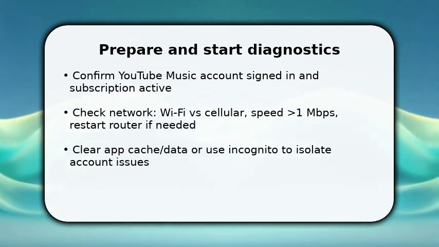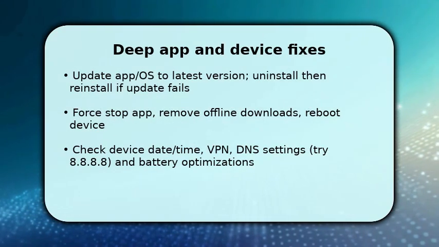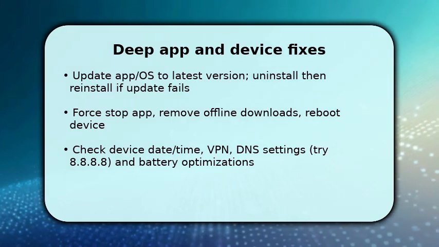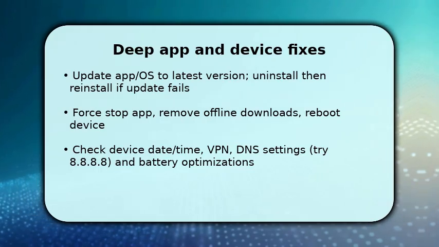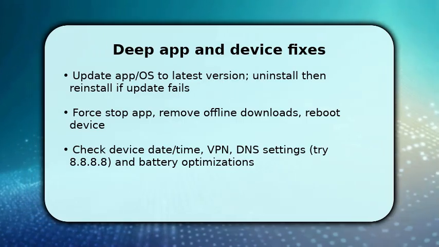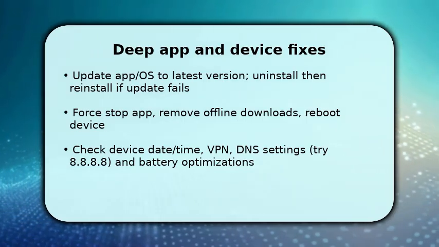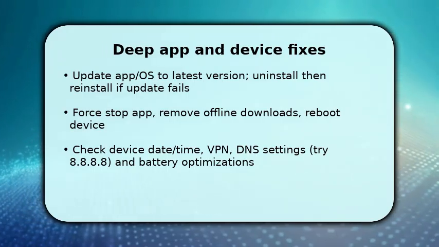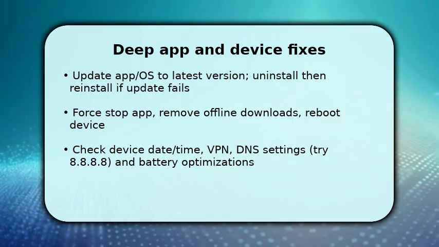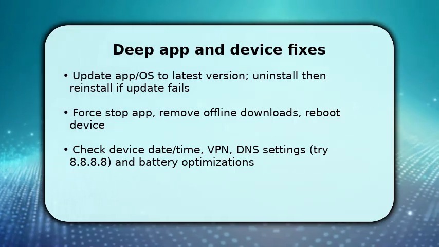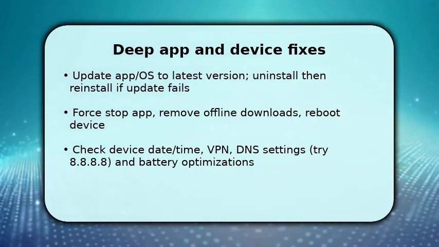Update YouTube Music and your device OS to the latest release, and if updates fail, uninstall and reinstall the app to refresh binaries. Force stop the app, remove any corrupted offline downloads, and perform a full device reboot to clear lingering locks. Make sure device date and time are accurate, disable VPNs temporarily, and test alternate DNS such as 8.8.8.8. Also check battery optimization settings that can throttle background network access.